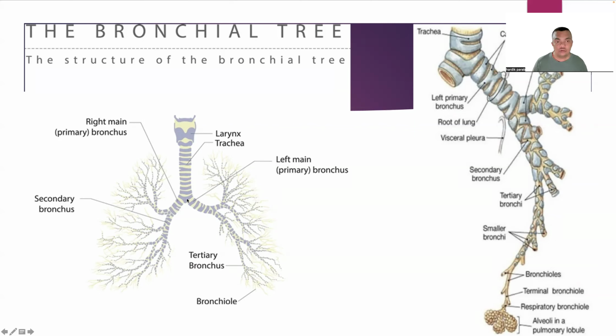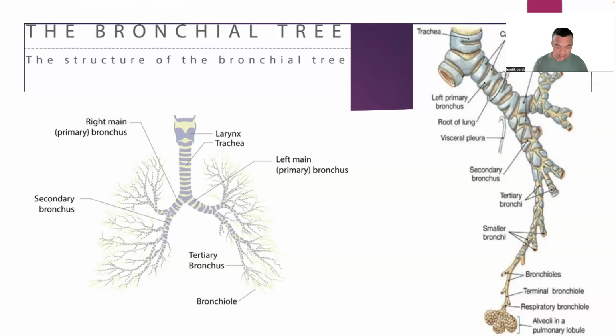So this is your trachea. Then you have a primary bronchus on each side, right side and left side. The portion where it is getting divided is called the carina, C-A-R-I-N-A. That is the bifurcation of the trachea, where the trachea is divided into right and left sides.